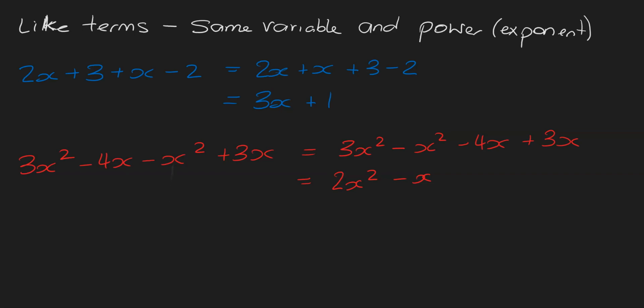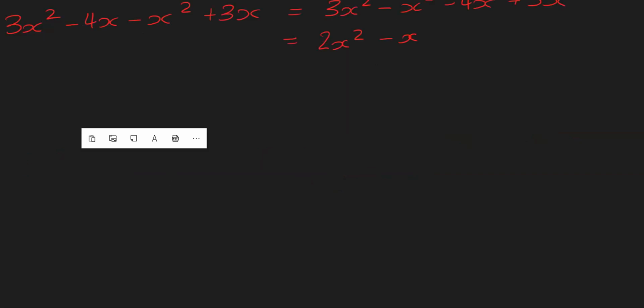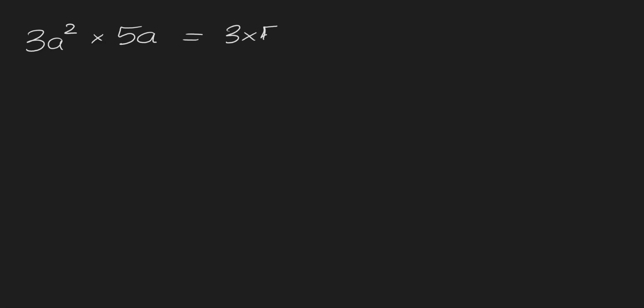Well, now let's look at multiplying like terms. Let's look at an example. Let's just say we've got 3a squared multiplied by 5a. Now with multiplying, they don't have to be like terms. They don't have to be together. So if we're multiplying this, we multiply the coefficient numbers. So that becomes 3 times 5, and we also multiply the powers. Now, 3 times 5 is just 15.